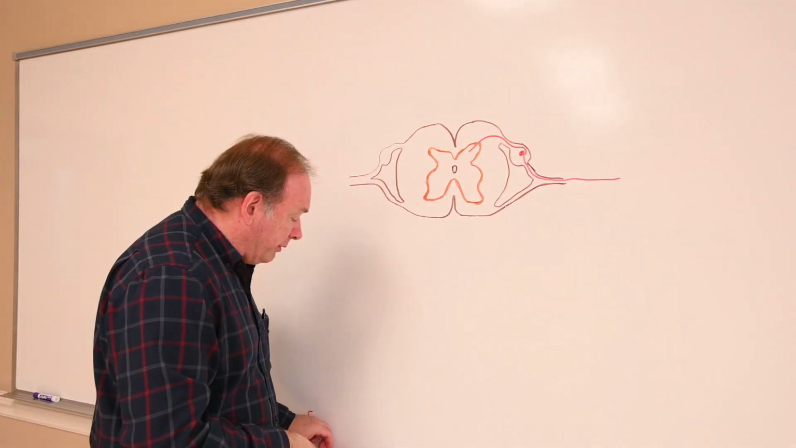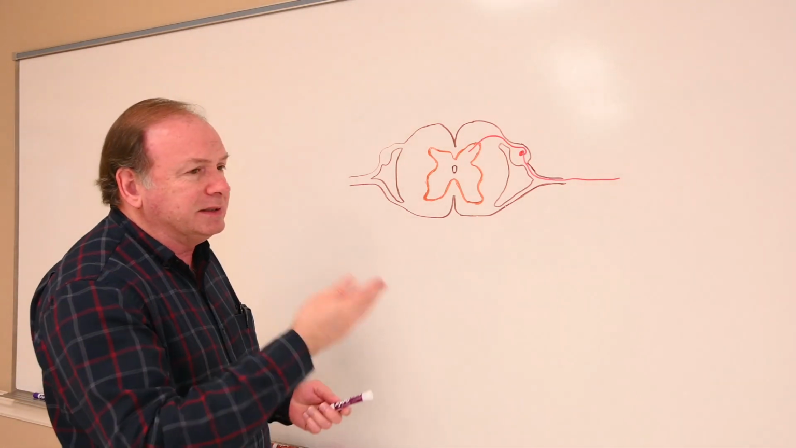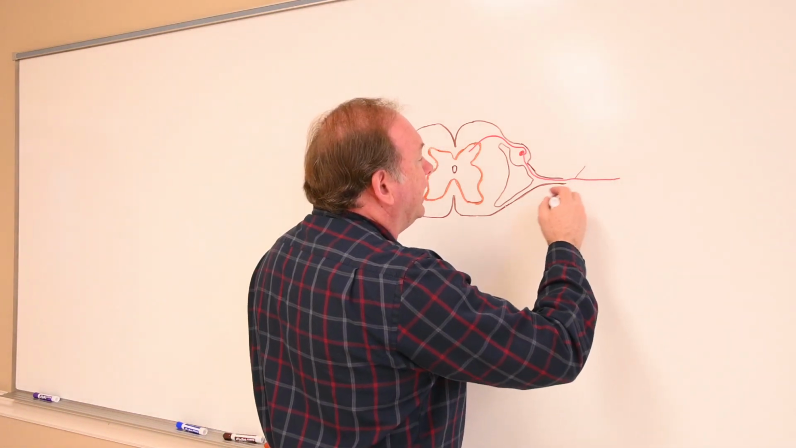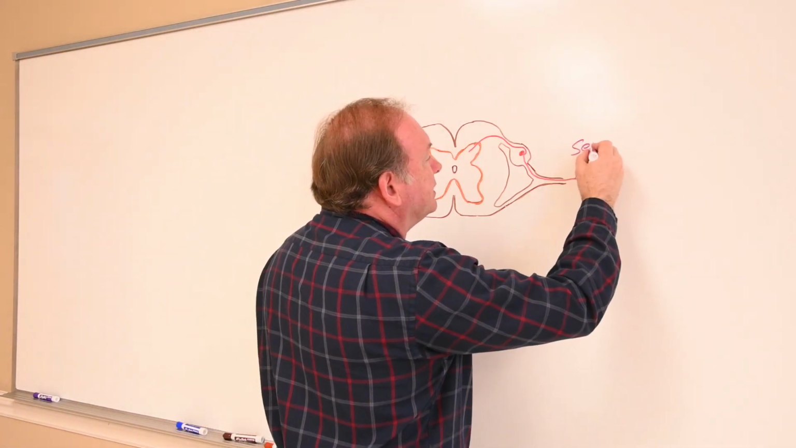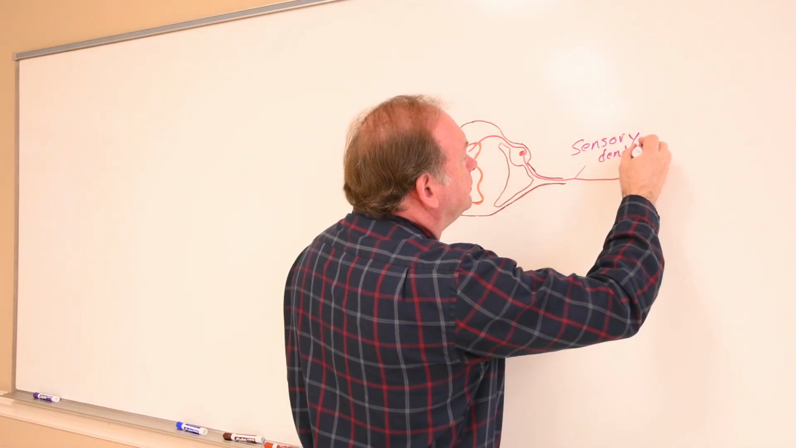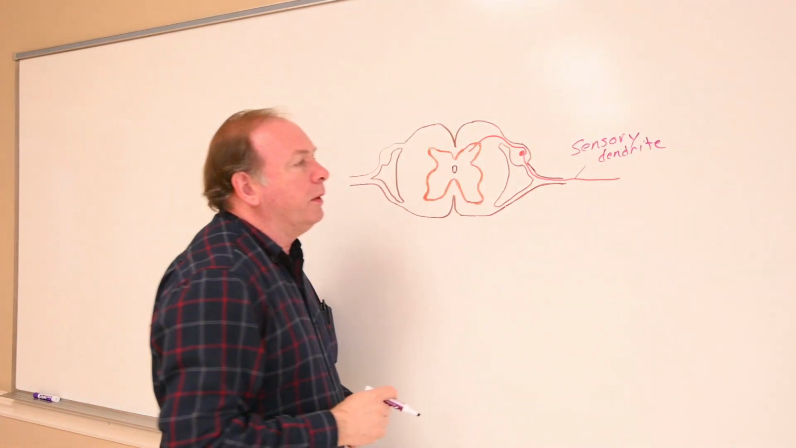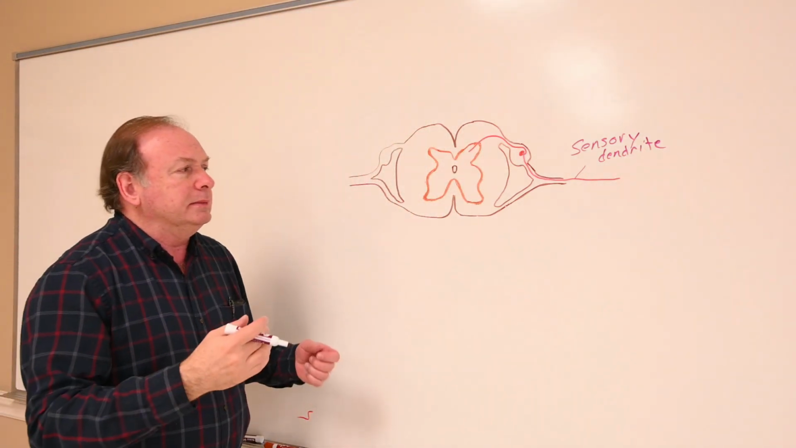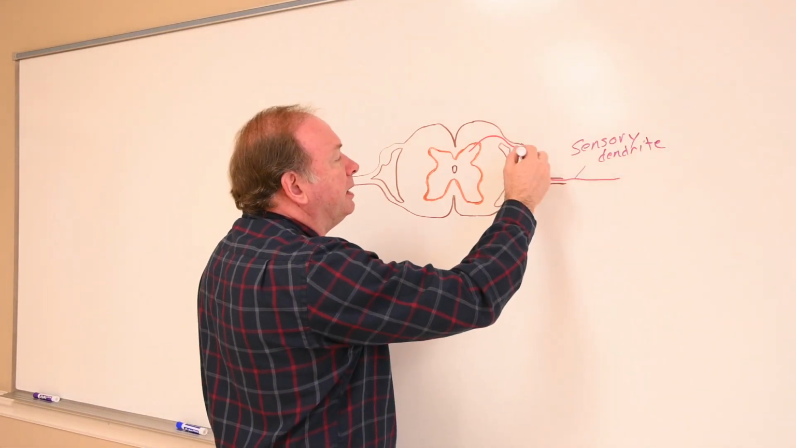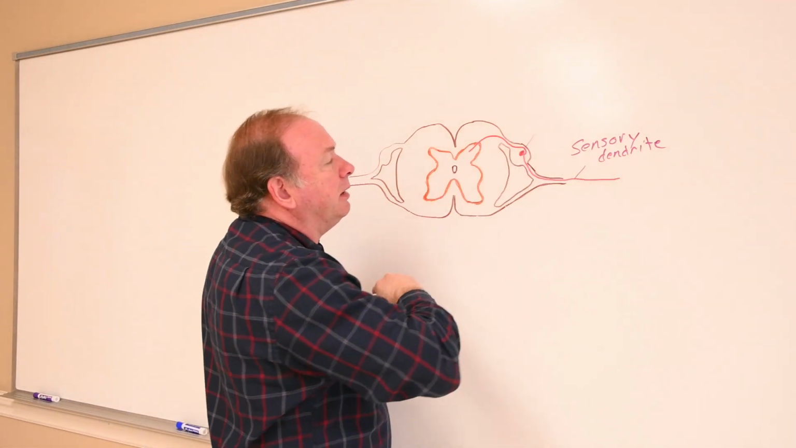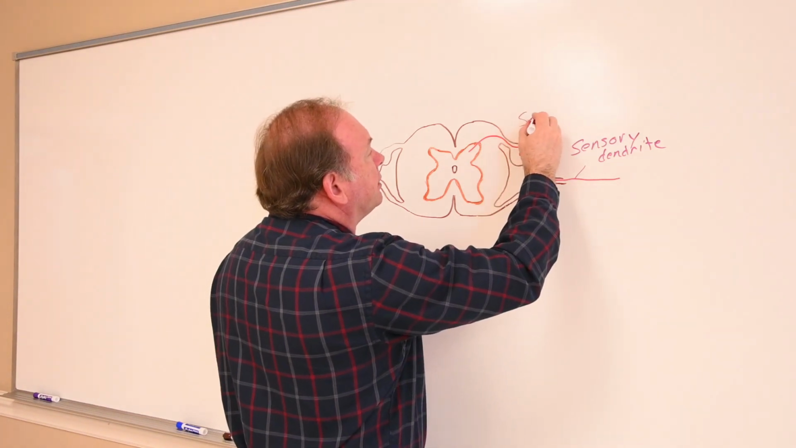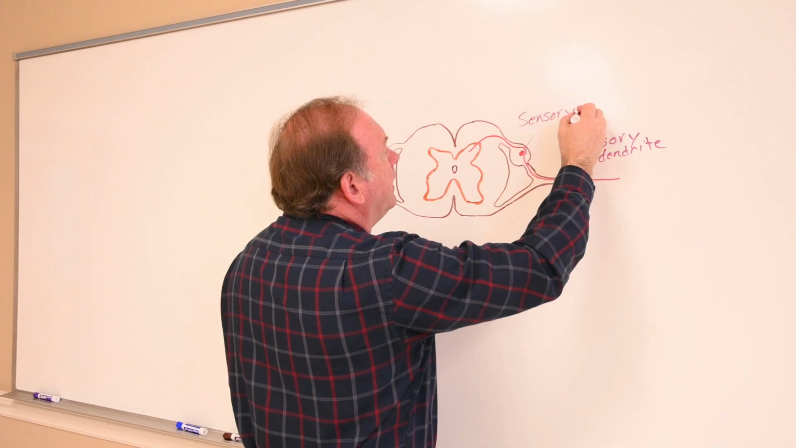Now, typically we refer to an incoming signal on a nerve fiber here, the incoming fiber, as a dendrite, and we're going to label this a sensory dendrite, although it is not going to be called that in all textbooks. This is the incoming information. Right here, this cell is our sensory ganglion cell.